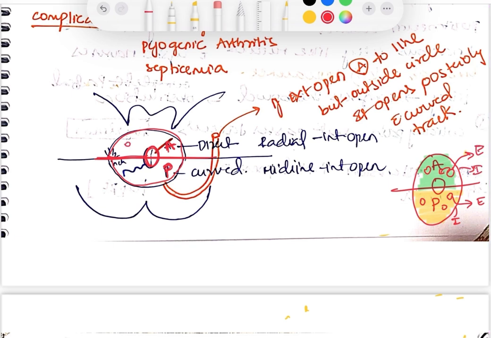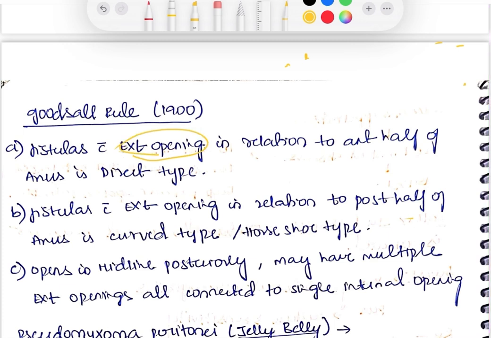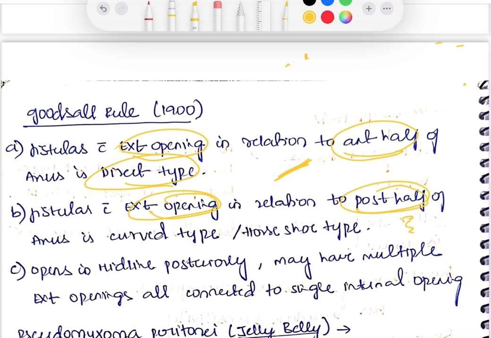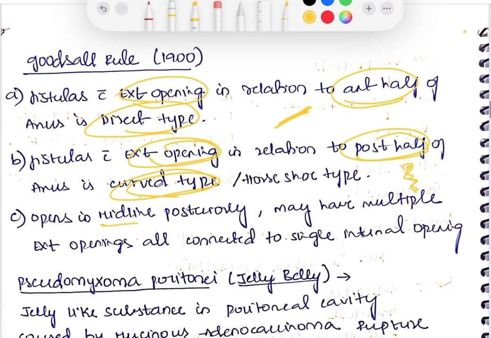So the fistulas which are opening anteriorly, the external opening will be of direct type, whereas the internal opening will be of radial type. Whereas the fistulas which are opening posteriorly will have a curved type external opening, and the internal opening will be of midline type. Fistulas with external opening in relation to the anterior half will be of direct type, right? And fistulas with external opening in relation to the posterior half will be of curved type, right? And it opens in the midline posteriorly.